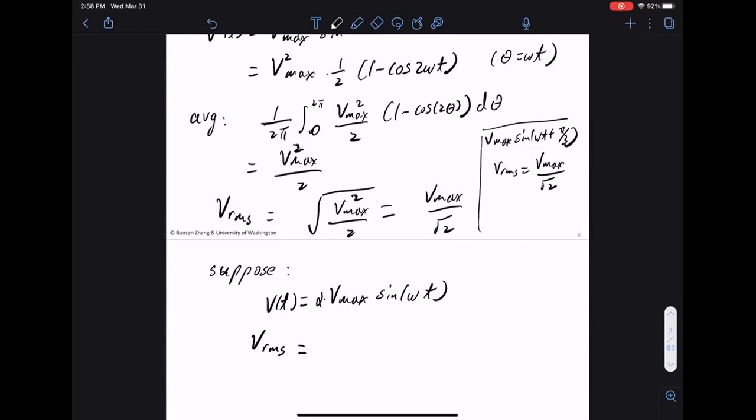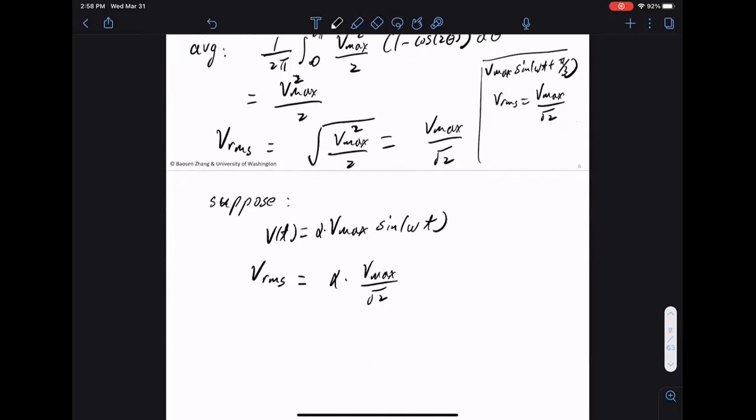Let's say I shift the peak by a constant. What happens to the RMS? It should be alpha Vmax over √2 again. Right, it's just multiplied by alpha. A common mistake is to square the alpha when talking about RMS. That's not squared. So this is alpha Vmax over √2. Okay, so this is the same.